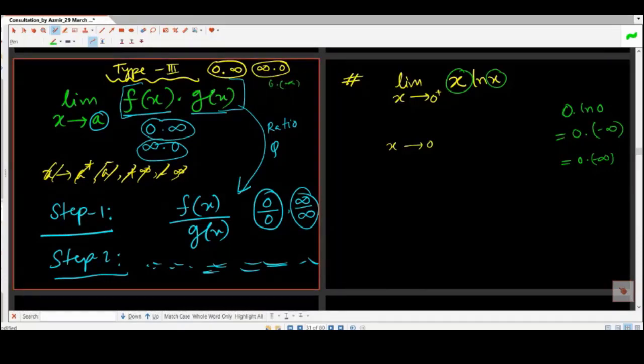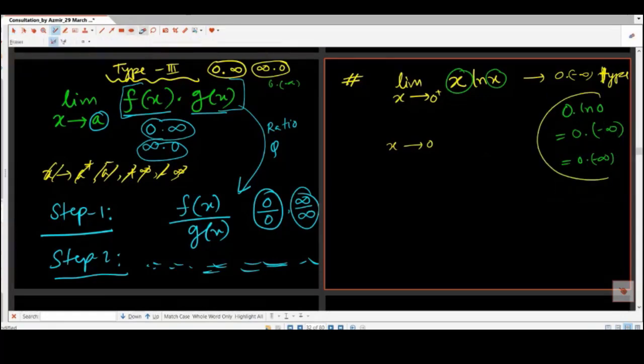So we may have 0 times negative infinity also. But the main theme is we have the product of 0 and plus infinity or minus infinity. So it is of 0 times negative infinity form. That means it is of type 3. So what we have to do, I have mentioned here that anyhow we have to convert this product form to the ratio form.